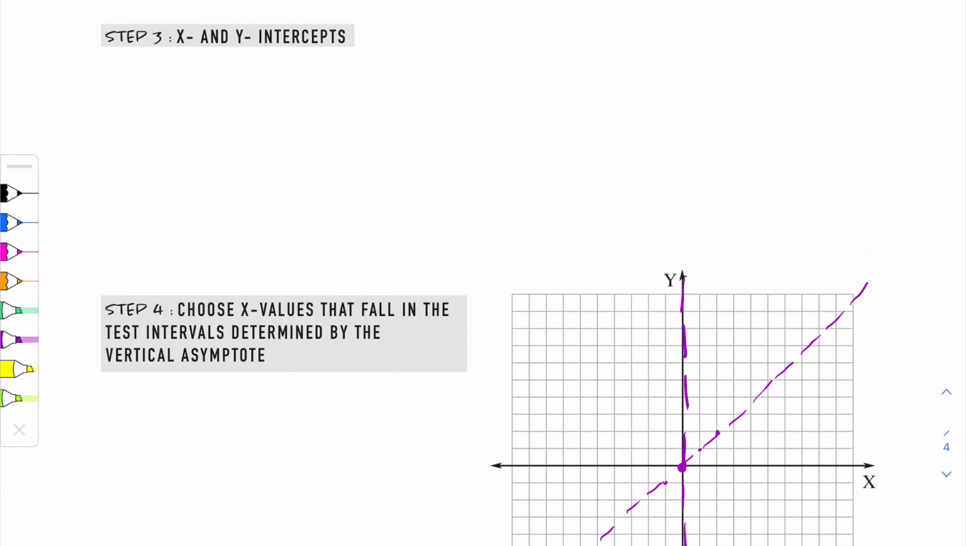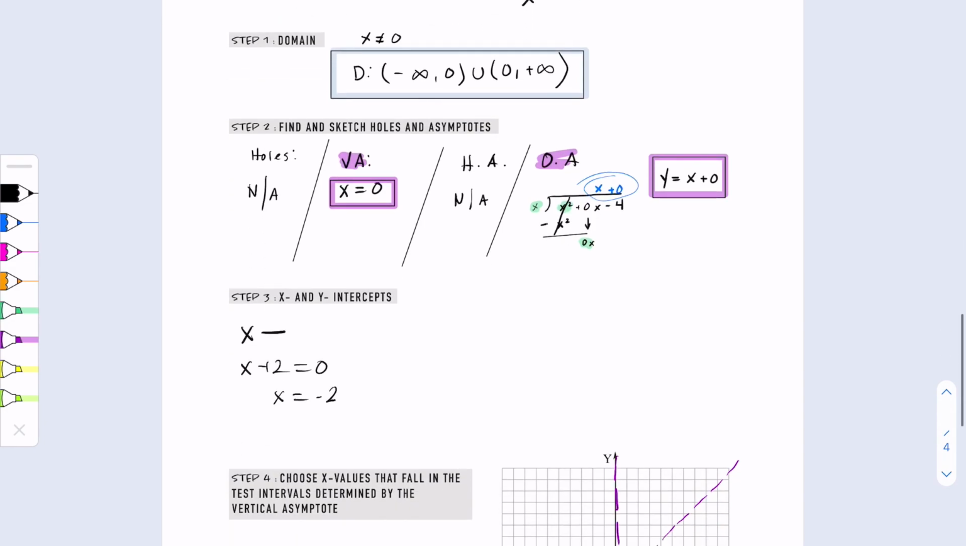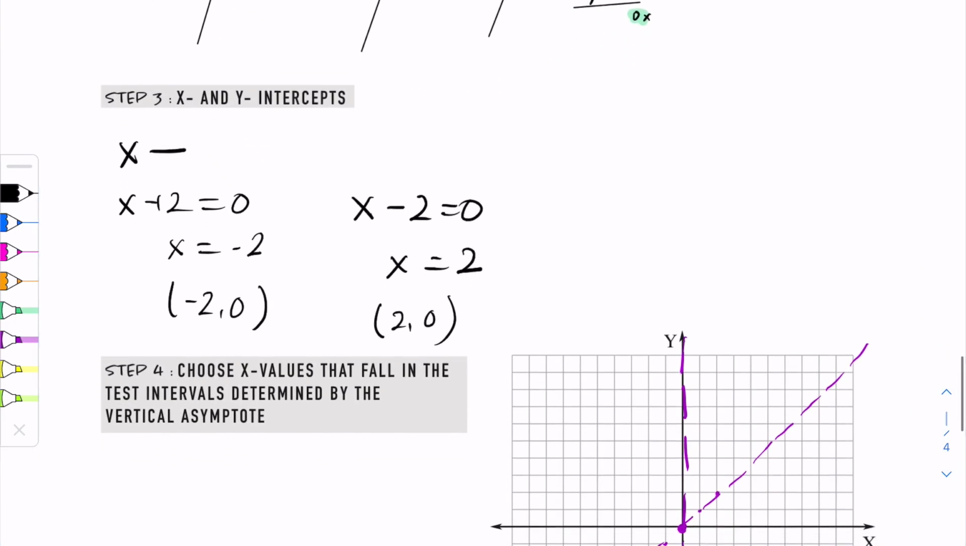So finding the x-intercept, to start with, the x-intercept is found by setting your numerator equal to 0. So we have x plus 2 equals 0, giving us x equals negative 2. And we have x minus 2 equals 0, giving us x equals positive 2. So we have two x-intercepts, one at (-2, 0), one at (2, 0).